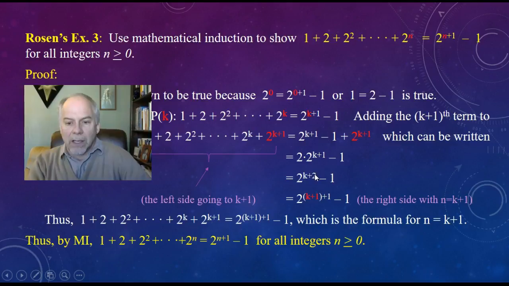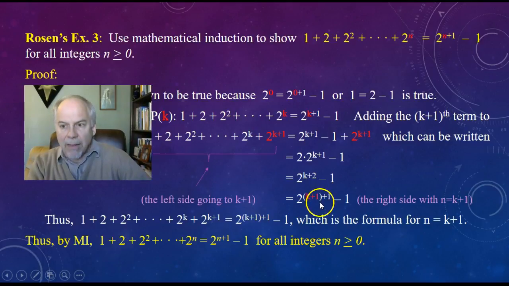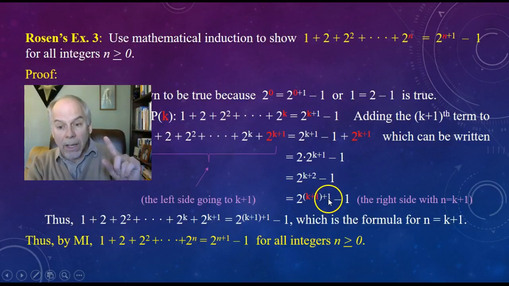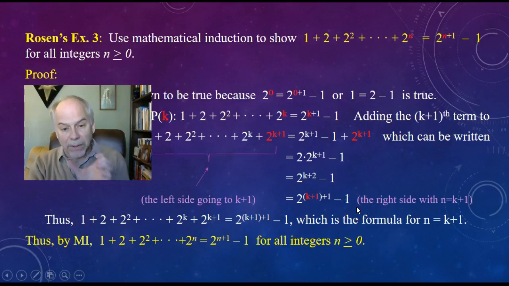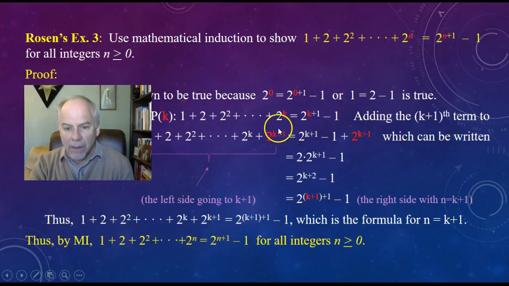All right? Now, k plus 2 could be written as k plus 1 plus 1 again, and that right there is what we wanted, because on the right side, if we want k plus 1 inserted for n, that's what we have already. 2 to the k plus 1 plus another 1 minus 1. Okay, that's the formula with k plus 1 added. That's not the k plus 1th term. 2 to the k plus 1 is the k plus 1th term.